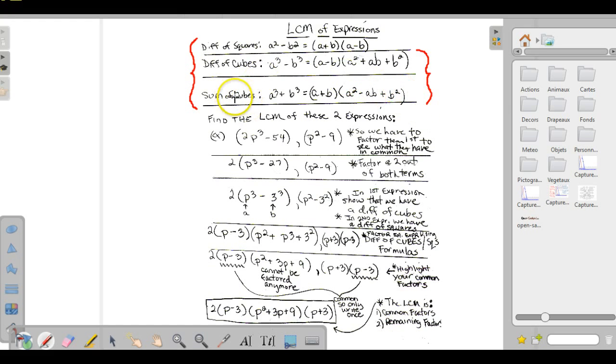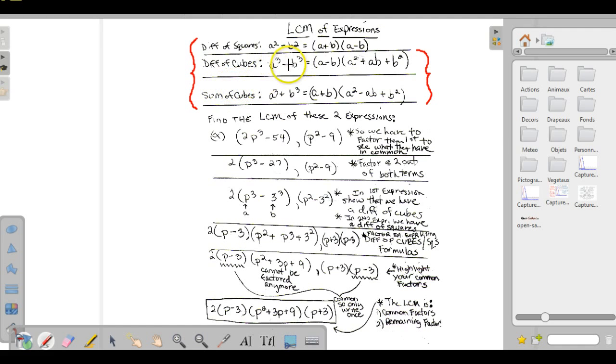But if you have a difference of cubes, you'll have a subtraction. Difference means there's a subtraction. So you have the difference of two cubes, and this is the formula. It's A minus B, and then all the rest of the terms are added. Then you're left with A squared plus A times B plus B squared.